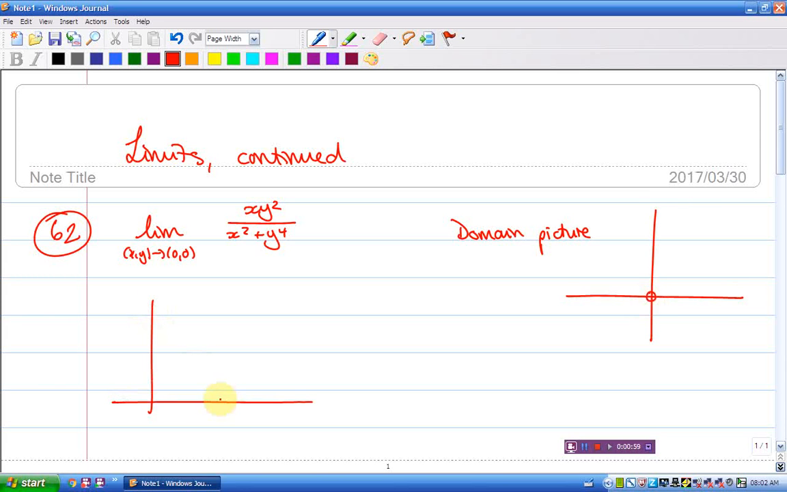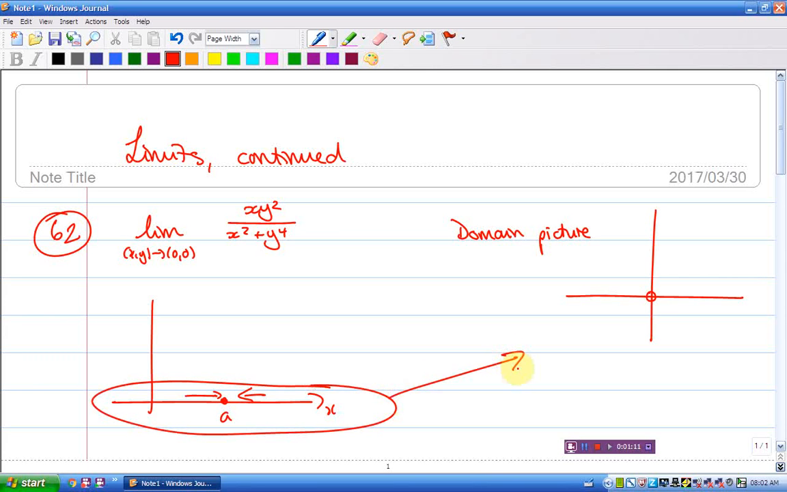Just like in our 2D picture, if you remember, I had an x equals a, and I said we could approach from two directions, from the left, from the right. If I just drew that real number line there, that would be equivalent to what I'm drawing over here. It's the domain picture. I'm just drawing the domain. Okay, let me rub that out now.